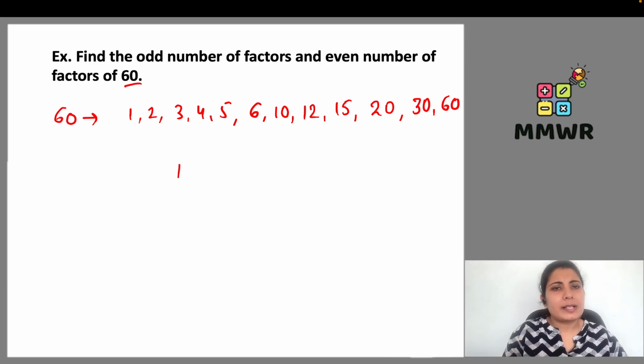So how many factors are there? Total 12 factors are there: 1, 2, 3, 4, 5, 6, 7, 8, 9, 10, 11, 12. So total number of factors, how many do we have? 12.